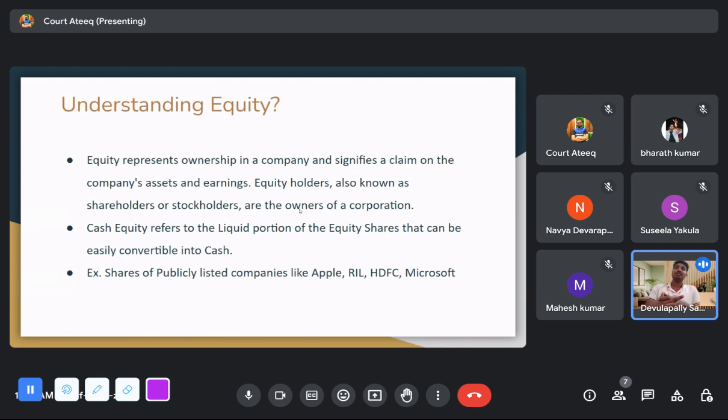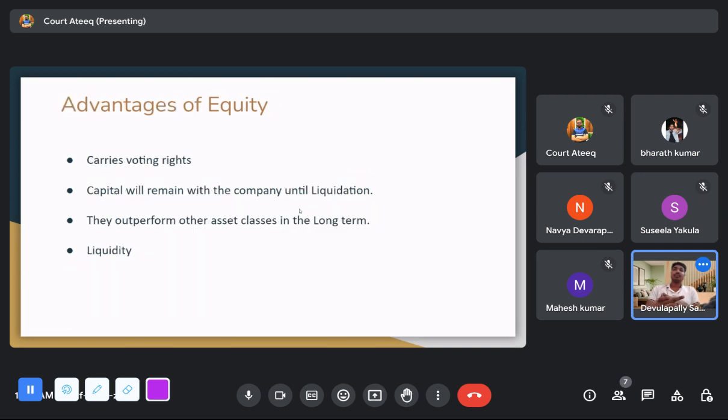Next slide. Here are some advantages of equity. The main advantage is that it carries voting rights. What do voting rights mean? If we hold equity ownership, we can influence the decisions of the company according to what benefits us the most. We can elect the board members, the CEO and so on. If the management team performs well, we get more returns, as the share price might appreciate more. So it carries voting rights.